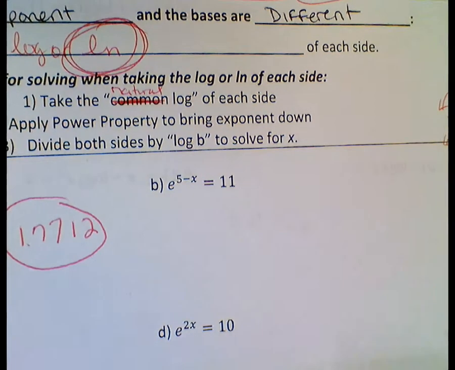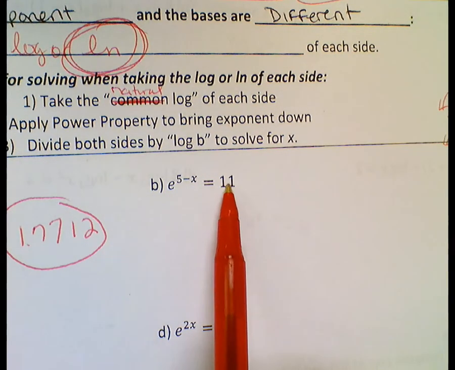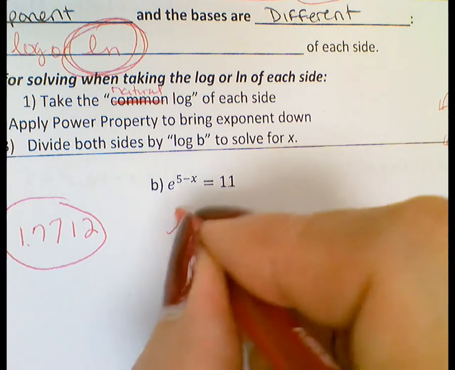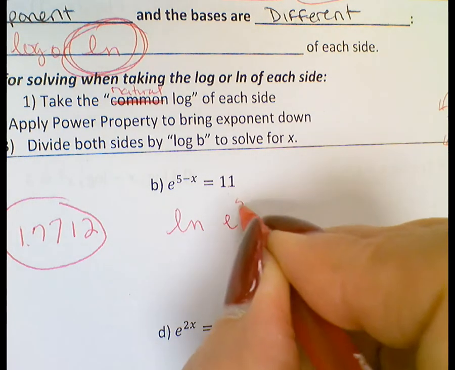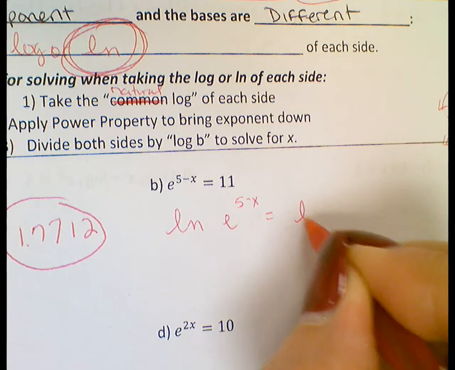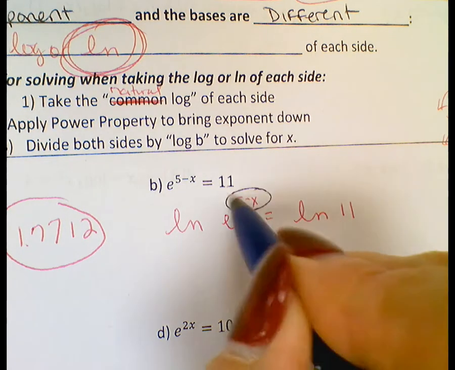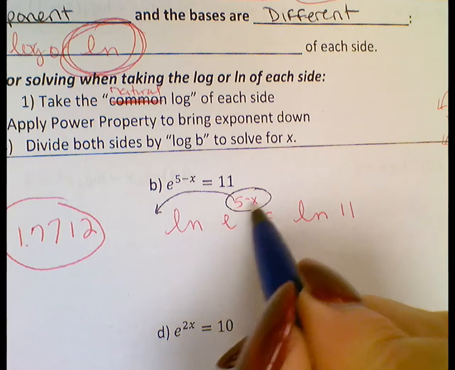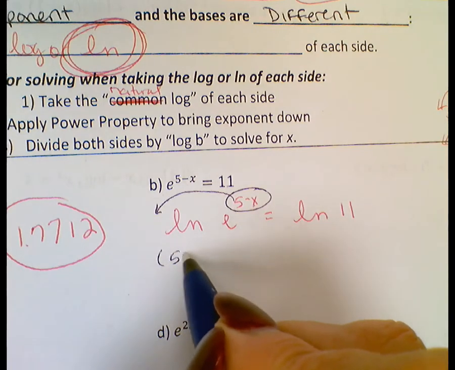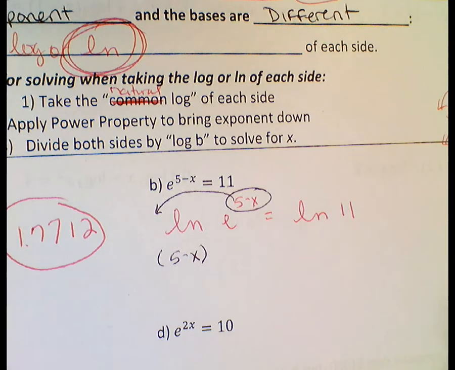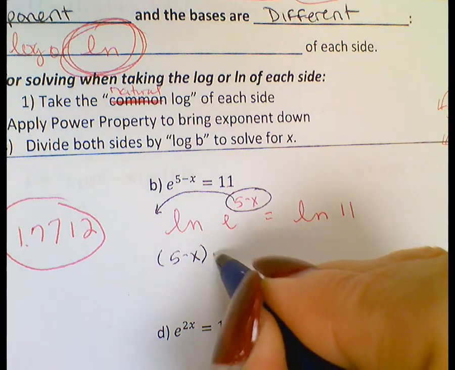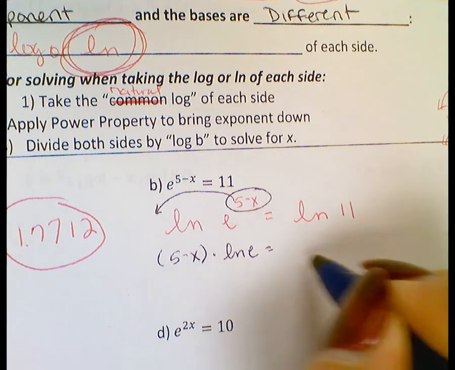Next one. So I obviously can't change 11 to base e, so we're going to take the natural log of the first one, and we're going to take the natural log of the second side. Now what that does is it releases this. This comes out front. Now when you have a binomial like this, it comes out front in parentheses because it's more than one term. So it's 5 minus x times the natural log of e.